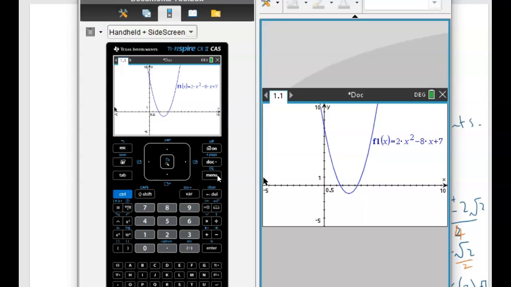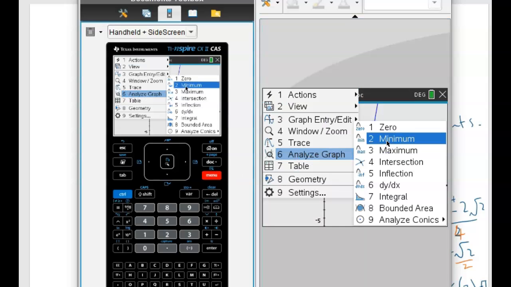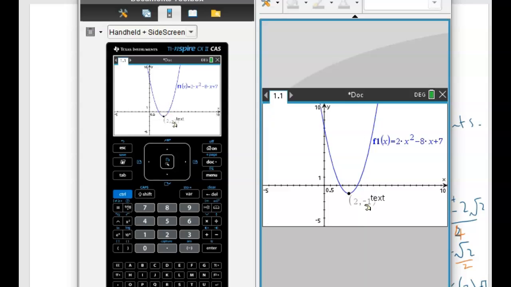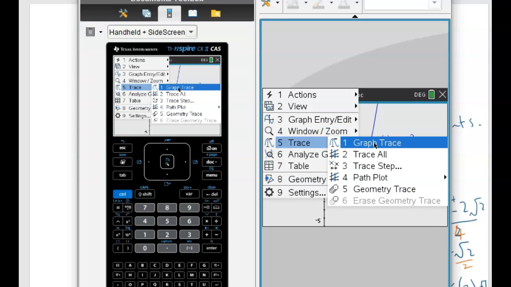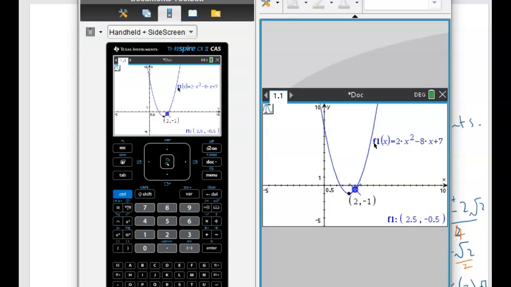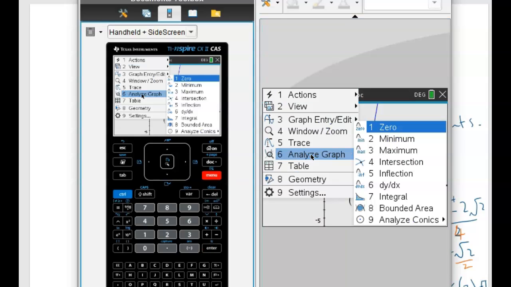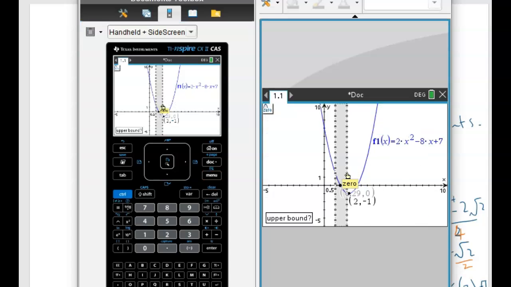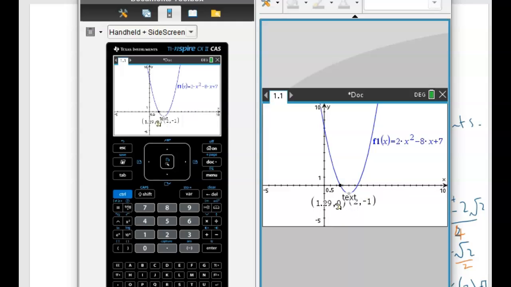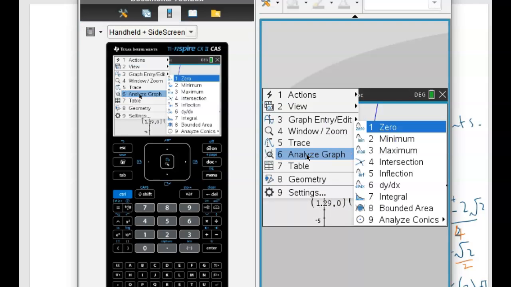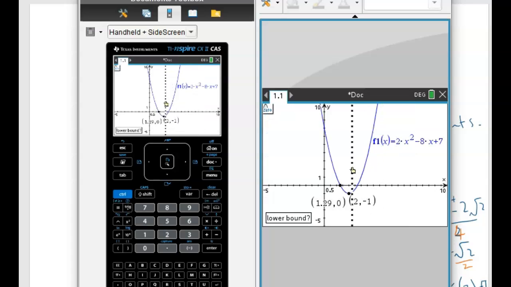Okay, so key features, remember, we go to analyze graph, it's a minimum. So we go to the left, to the right. There it is, your turning point. Your y-intercept, we can go to graph trace. So your y-intercept is when x equals 0. So we'll just type in x equals 0. There it is, (0, 7). Now your x-intercepts, we'll go to analyze graph, zero. Just go to left side, right side. So there you can see it's 1.29, and I'll explain in a sec why it's not always a good idea to do on here. Okay, so there's your other one.